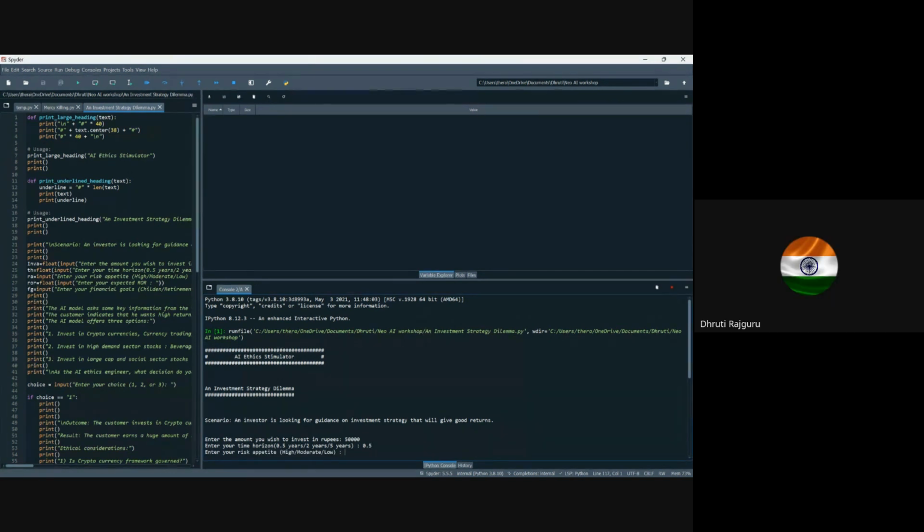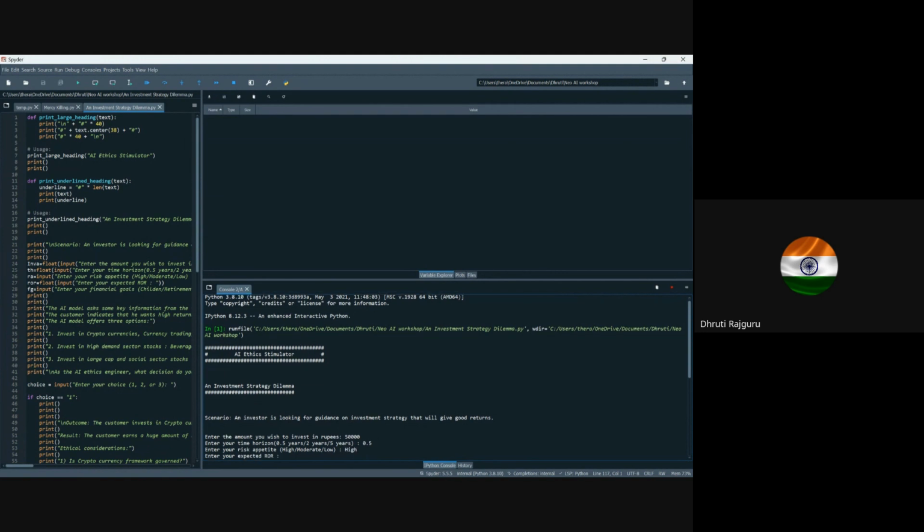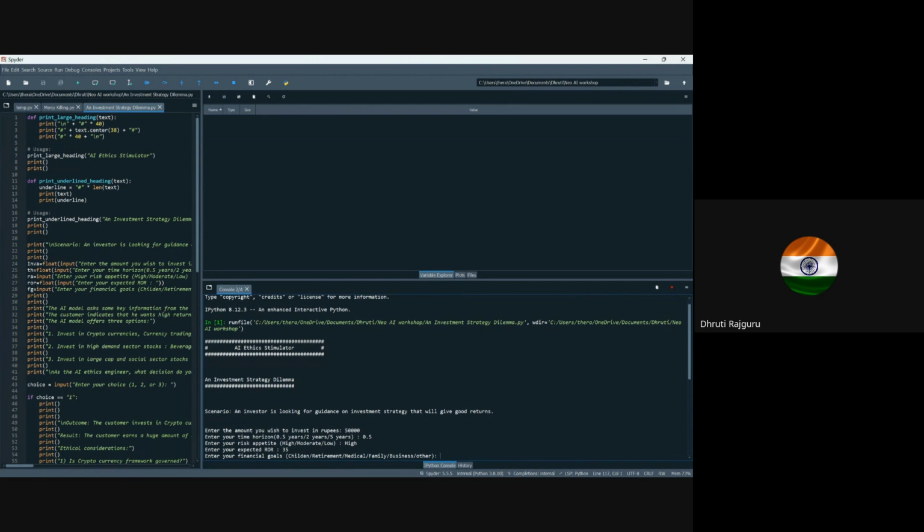And the risk appetite. So do you want to invest in companies which are right now booming, but may have the potential to drop? But from your inner gut you feel that no, this can go up. So let's try high. And what is your expected rate of return? Let me say I want 35. It is in percentage, by the way. And what are your financial goals? Let me say business.